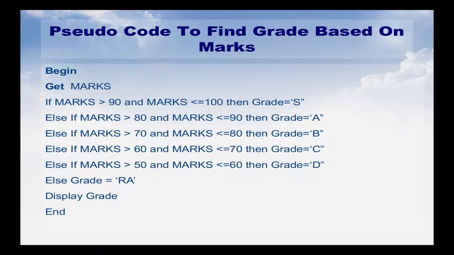Then we use if the mark is less than or equal to 90 and greater than 80, we grade it as A. If the mark is less than or equal to 80 and greater than 70, then we grade it as B. Similarly, if the mark is less than or equal to 70 but greater than 60, we grade it as C. And finally, if the mark is less than or equal to 60 but greater than 50, we grade it as D. If the mark happens to be below 50, then we grade it as RA, that is reappear. Then we display the grade. So, here this is an example of a nested if-else ladder.